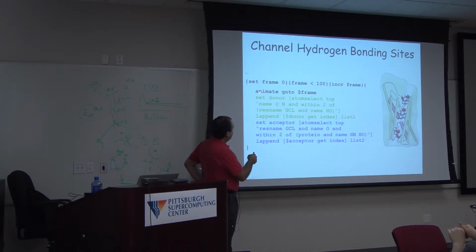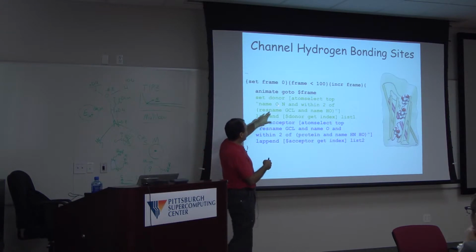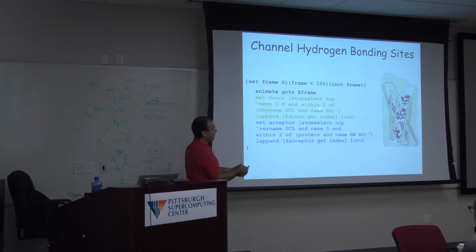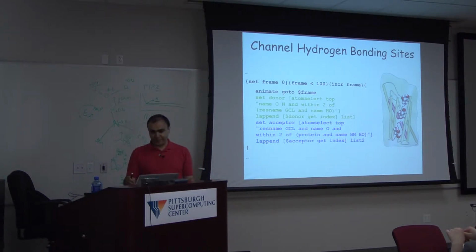So in this case, we said, let's go to that frame, and then we define donors and acceptors. So the donors are atoms from the protein, either oxygens or nitrogens from the protein that are within 2 angstrom of glycerol, from hydrogens of the hydroxyl groups of glycerol. And we dump them in a file called list1. We do the same for hydrogen bond acceptors. We dump them in list2. OK, that was one analysis that we did.